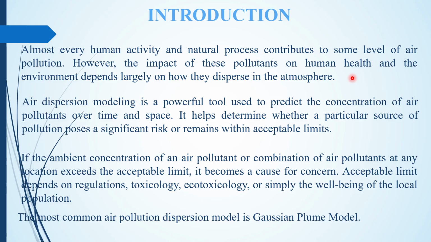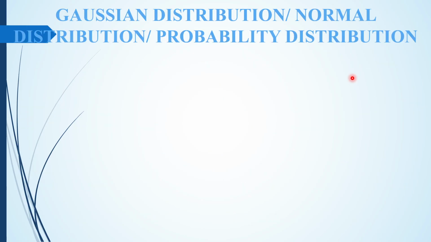Carl Friedrich Gauss was a brilliant German mathematician and physicist who made major contributions in many fields, including number theory, statistics, astronomy, geometry. The Gaussian distribution is named in his honor. Before going to the model, we have to know what is normal distribution or Gaussian distribution.